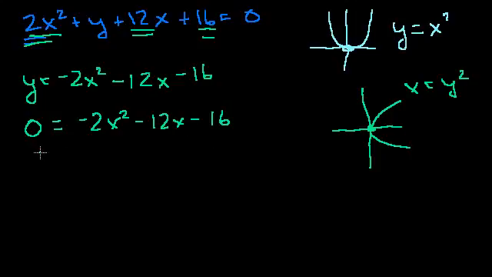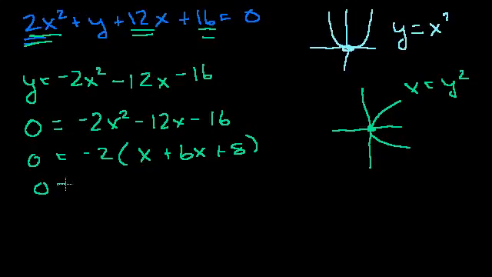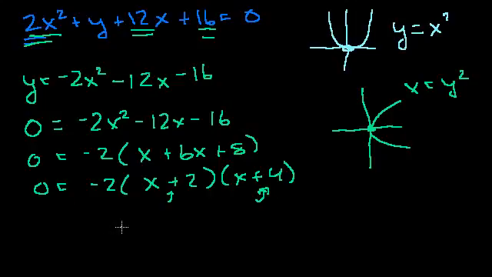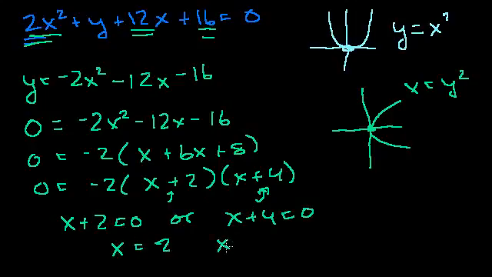So 0 is equal to minus 2 times, factoring out minus 2, you get x squared plus 6x plus 8. So 0 is equal to minus 2 times x plus 2 times x plus 4. Just factor that. And so for this whole thing to be 0, either this is 0 or that is 0. So it's either x plus 2 is equal to 0 or x plus 4 is equal to 0. So x is equal to minus 2 and x is equal to minus 4. That's the two zeros of this parabola.